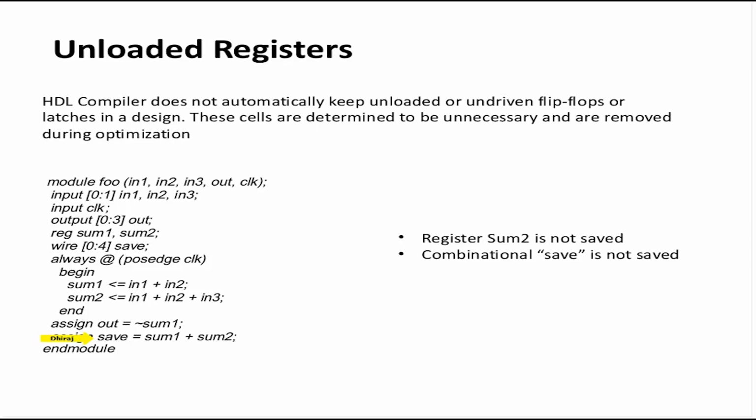So the combinational logic of save is not saved, and the register, this flip-flop sum2, is not saved. Both of these are optimized off. So what you get is only the register corresponding to sum1. That's it. Again, you have to be very careful while coding: if you are not using sum2, don't even put it there, it will increase confusion. Otherwise, if you intended to use sum2, then you should make sure that these registers go to some output or drive something. Otherwise, they will be optimized.